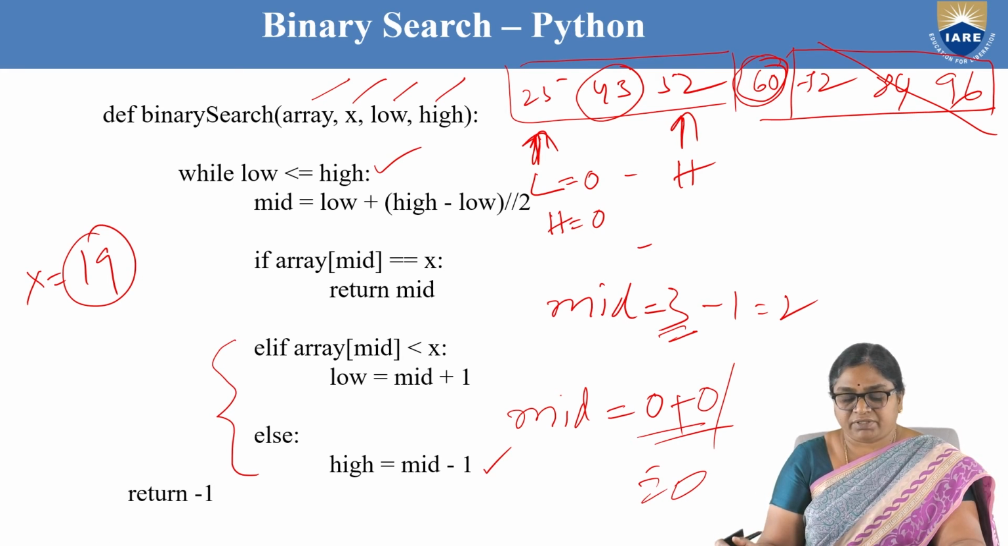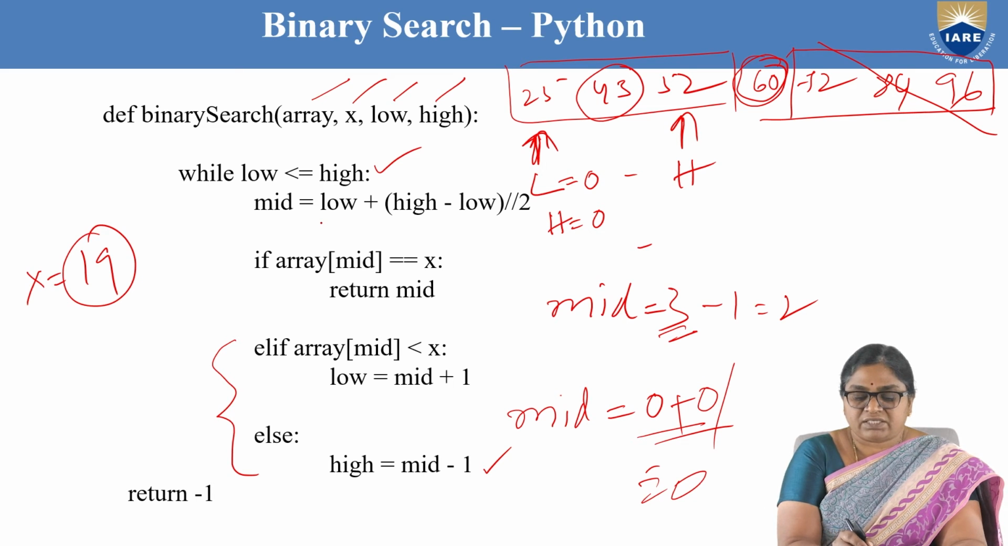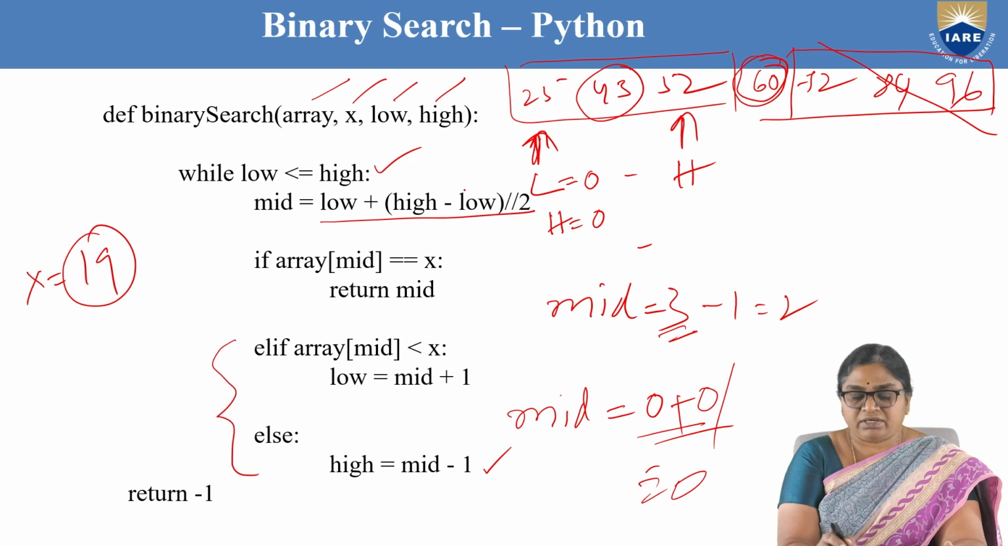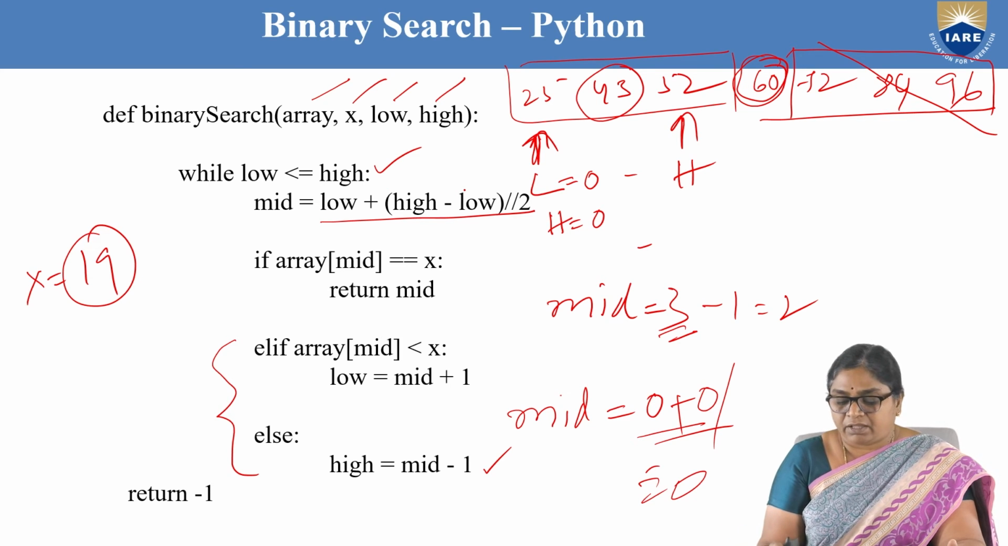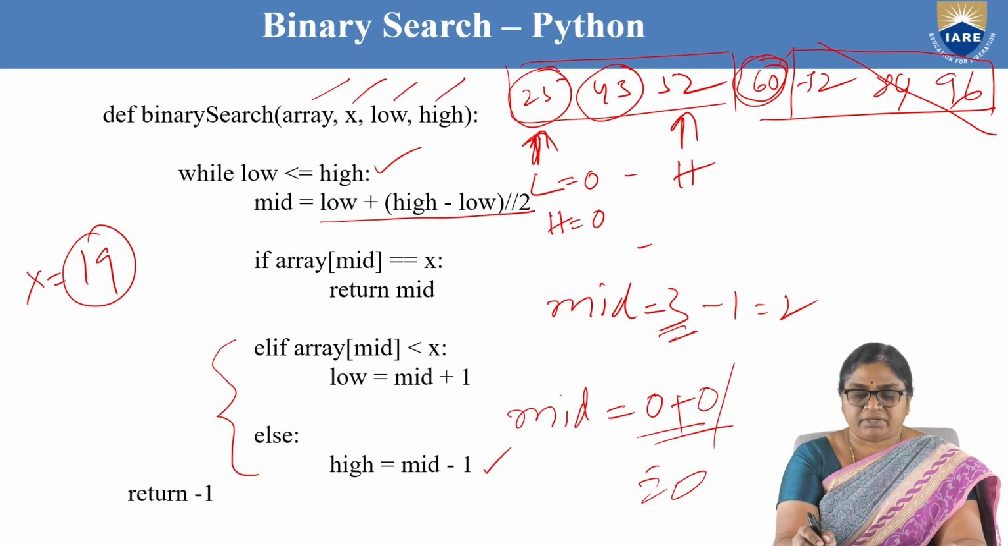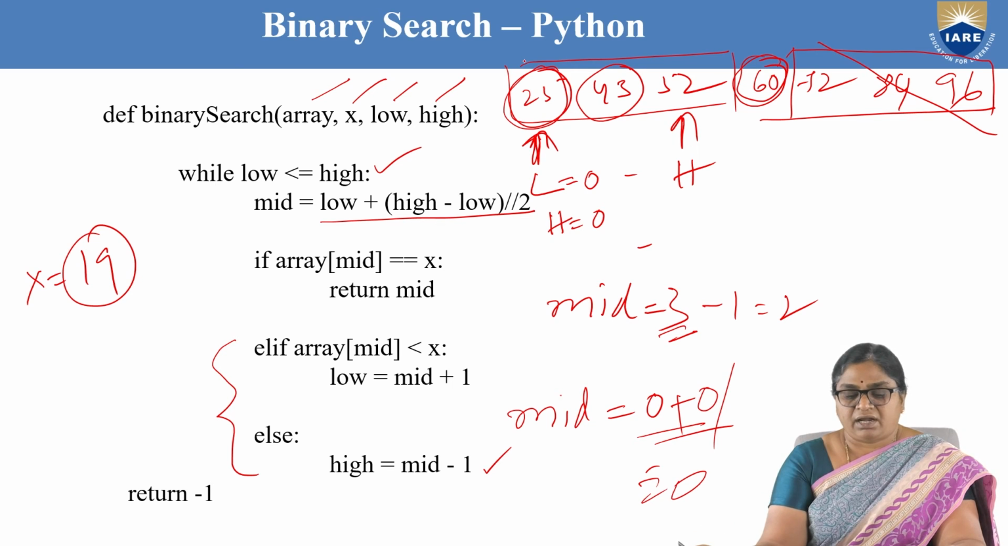Because we are starting from the first index, we are changing the formula slightly like this. You can evaluate this one on your own. Okay, so here we are going to check our key element with the first element. Key element is 19, and 19 is compared with 25. So again it is not a match.